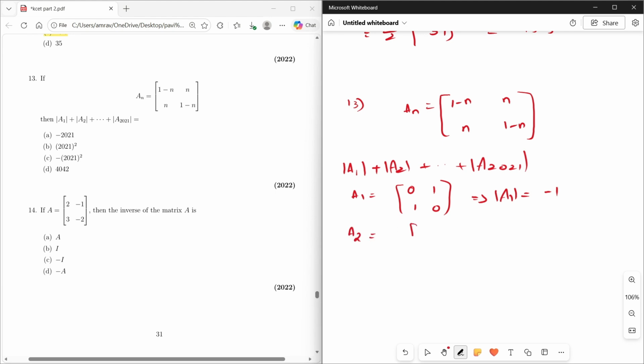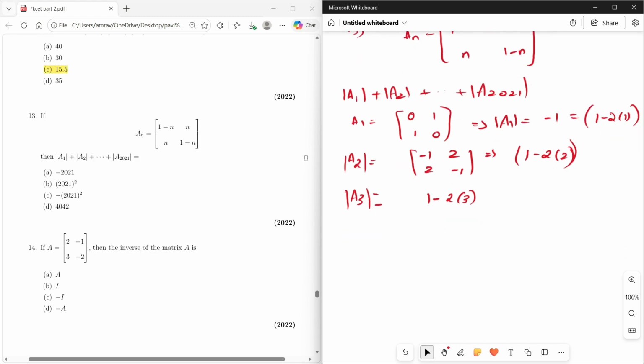Now if we go with A2, 1 minus 2 is minus 1, 2, 2, minus 1. So the determinant is 1 minus 2 into 2, that is minus 1 into minus 1 is plus 1, minus 2 into 2. And the determinant of A1 can be expressed as 1 minus 2 into 1, because 1 minus 2 into 1 is minus 1 again. So now following this pattern, I can write A3. The determinant of A3 is equal to, when you follow this, 1 minus 2 into 1, 1 minus 2 into 2, so it will be 1 minus 2 into 3. And so on, the determinant of An. To be more simple, you can find the determinant of An here.